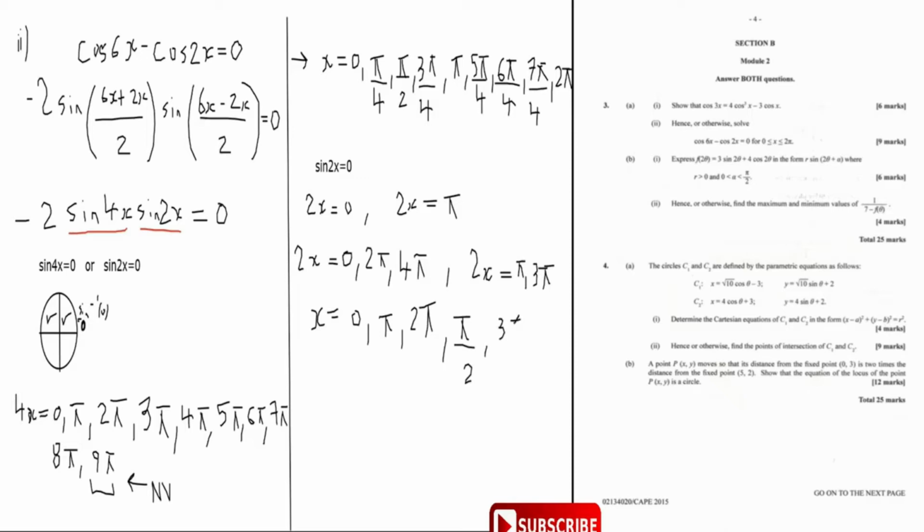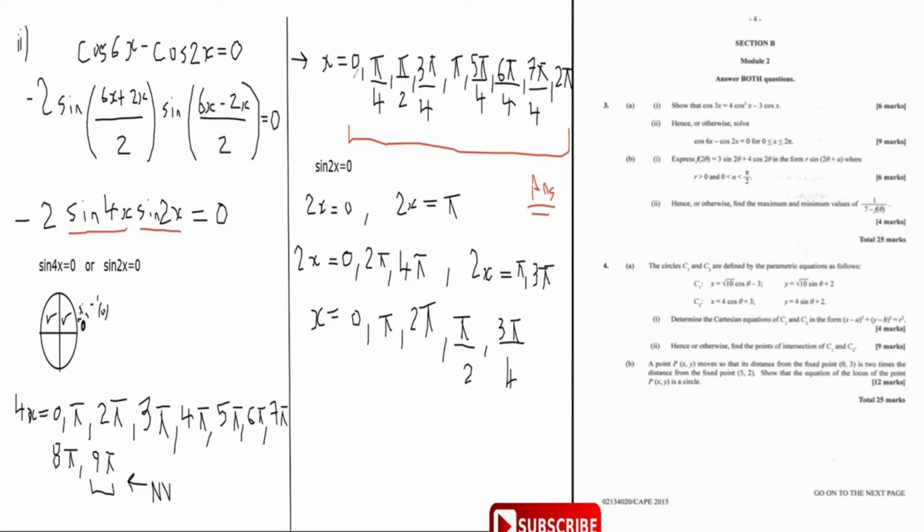Now, all of these answers that we get right here, these are already in the solutions up here. And so this is the final answer up here. All of these are the final answers. All right? So that's the answer: 0, pi by 4, pi by 2, 3 pi by 4, pi, 5 pi by 4, all of that stuff. That's that. Nice and easy.